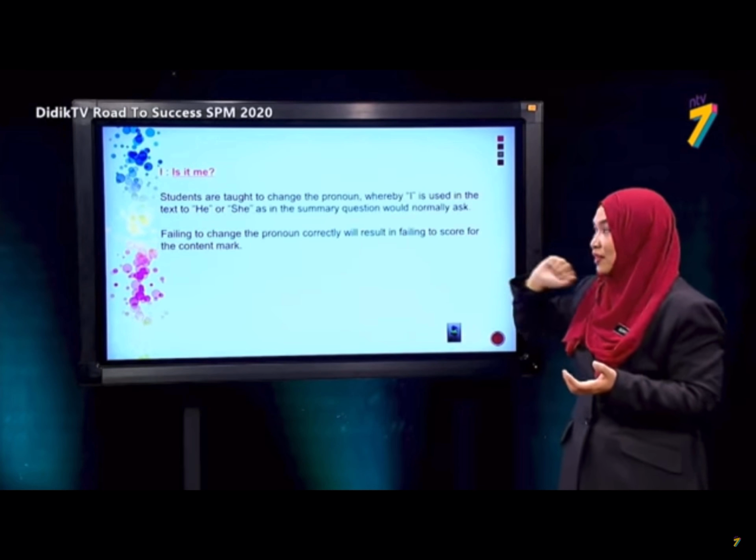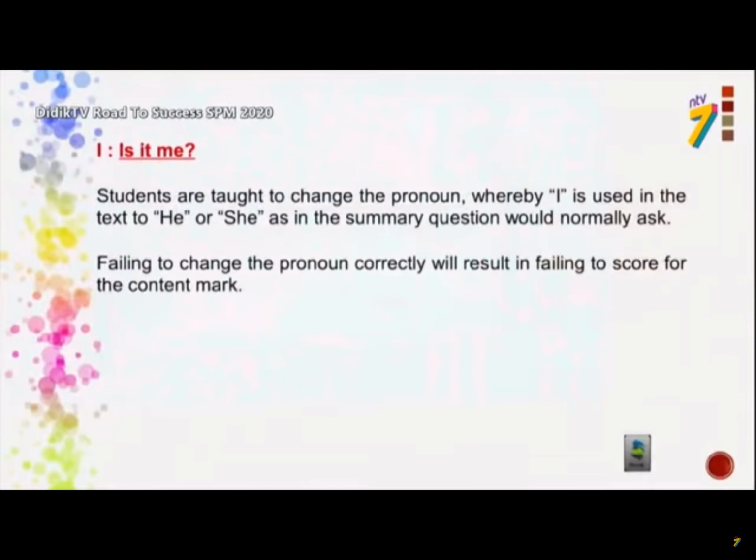Me, we, us. So you look at the points again. Can you find any "I" in your sentence? If you happen to see any "I", change it to other pronouns. If you know the character is a male person, you change to "he". If it's a girl, you change to "she". If you know it's more than one, you can use "they".